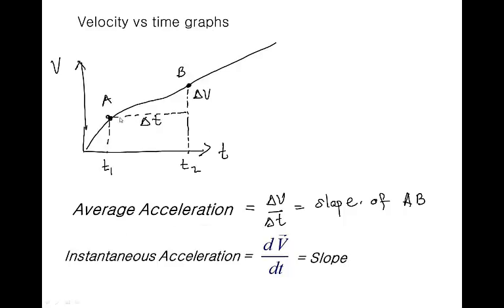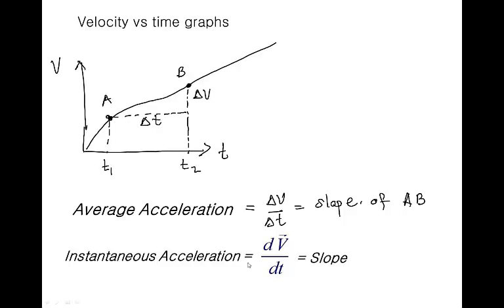From this graph, we can find the average acceleration between point A and point B using delta v and delta t. Delta v is the change in the velocity in that time interval. Delta t is the time interval. So we can estimate the average acceleration by dividing delta v by delta t. It's basically the slope of the line joining A and B, and that represents the average acceleration.